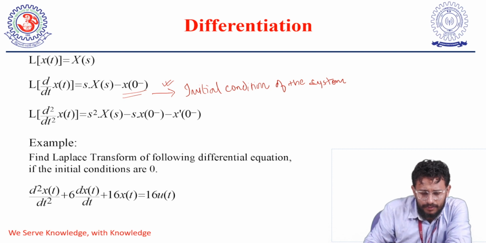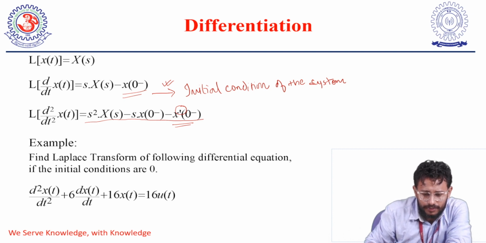Now this double differential of x of t gives s squared x of s minus s x of 0 minus x dash of 0. You observe this particular function here. It's the differential of the initial condition that you have to notice here, right?